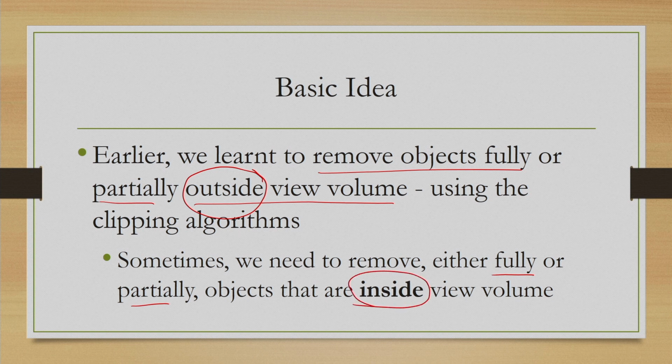So, in case of clipping, we are dealing with objects that are outside the view volume, whereas in case of hidden surface removal, we deal with objects that are inside the volume. Now, when the objects are inside the volume, clearly we cannot apply the clipping algorithm, because clipping algorithms are designed to detect the objects that are outside either fully or partially.